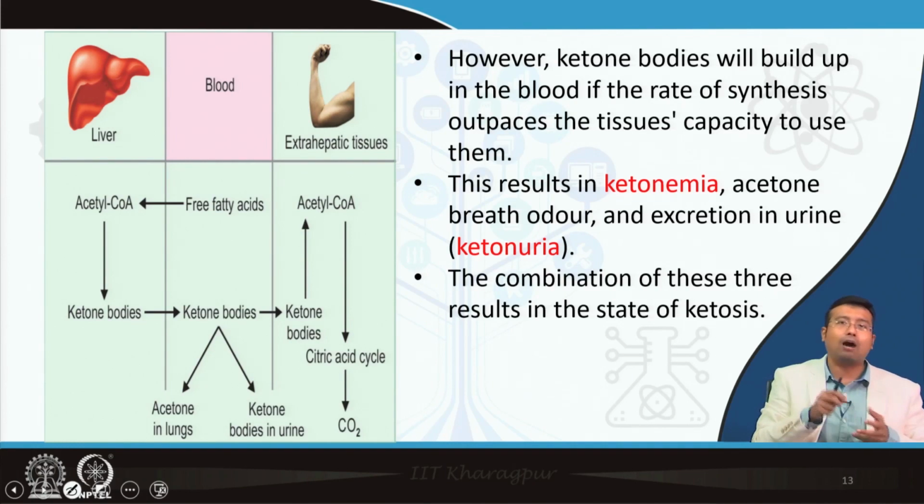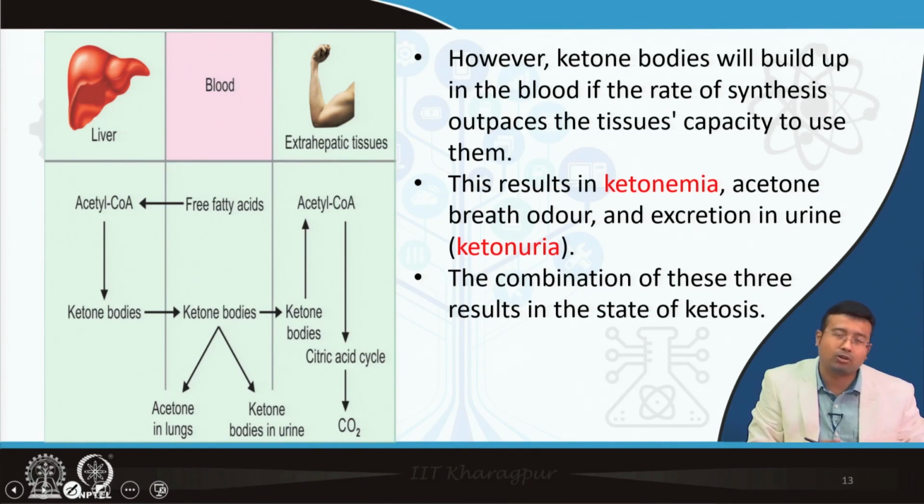So, when the production outpaces the tissue's capacity to utilize them, now ketone bodies are getting built up, and what happens? This results in increased ketone body in blood, that is known as ketonemia. Ketone bodies being volatile, I mean acetone is a volatile compound, right. If you keep a bowl of acetone, it will evaporate and it will lead to a very sweet smell of acetone in the room. For those who know how acetone smells like, almost it smells like nail polish remover.